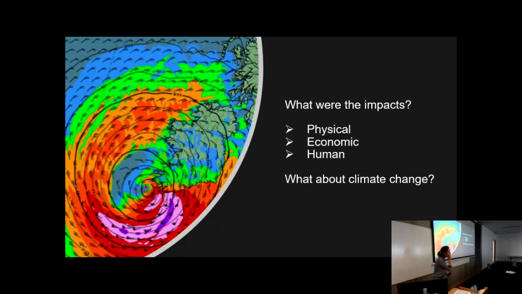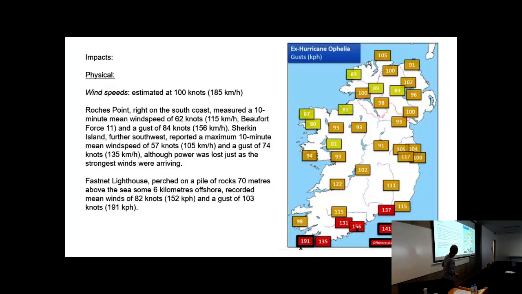So what were the impacts? I think we were probably all a bit underwhelmed by Ophelia. Well, at least I was. Everything was closed, but it didn't seem that bad. But it was pretty bad when it first hit Ireland. And if you start looking at the map of the wind gusts, you can see it was nearly 200 kilometers an hour when it first hit Ireland.